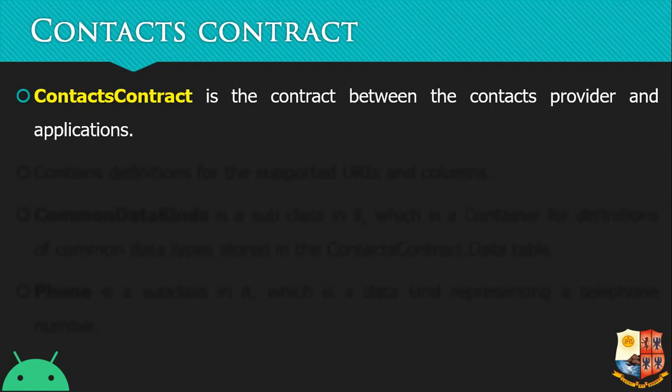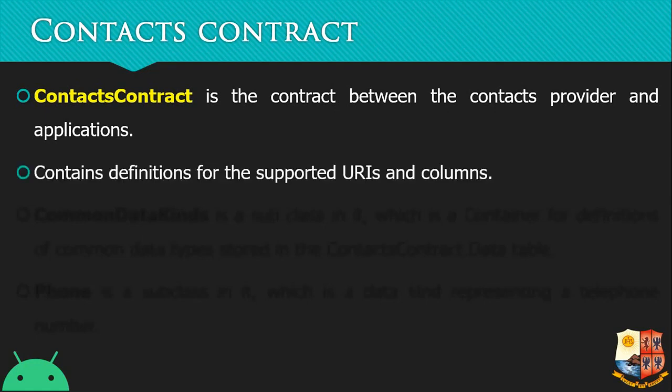So what does it contain? It contains the definitions for the supported URIs and columns. What do you mean by URI, column, all those things? I just told in the previous slide that contacts are stored in a database. If they are stored in a database, I need to know where that database is stored and how many columns are there in that database, isn't it? Just like how we have done with JDBC or any database for that sake, the first connection string you write should tell where the database is located. How do you connect to the database?